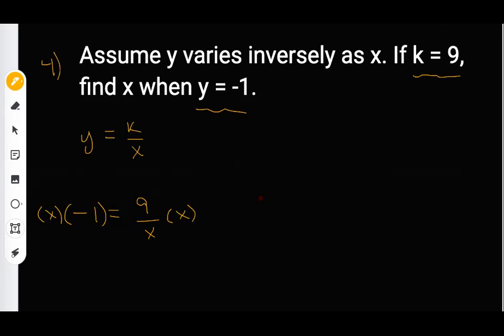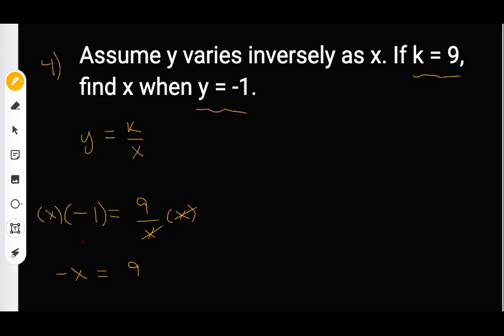So if you're multiplying both sides by x, what happens? Well, x times -1 is going to give you -x. I still have 9 on top, but what happens to the x's? They cancel out on the right side. And that just leaves me with -x equals 9. Okay, so we're almost there. I just need to get x by itself.